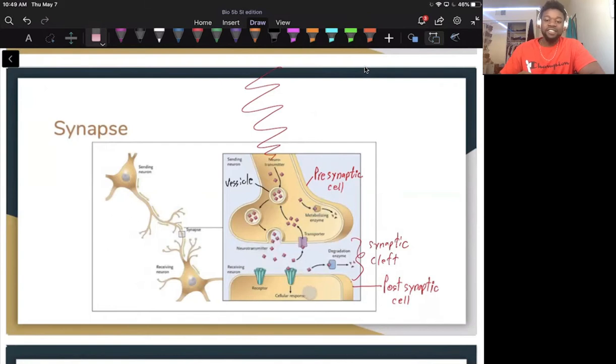After it gets released into the synaptic cleft, it is then received by these receptors right here. These receptors are specialized for receiving neurotransmitters and then leading to a cellular response. What those cellular responses may be is a little bit outside the scope of the class, but just know that this is how it receives the chemical input from another cell.